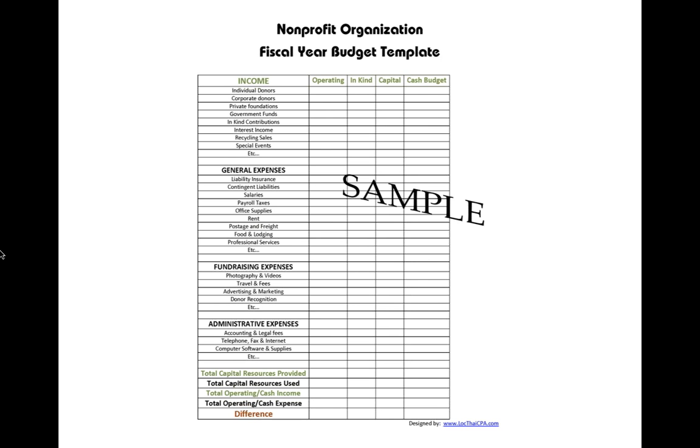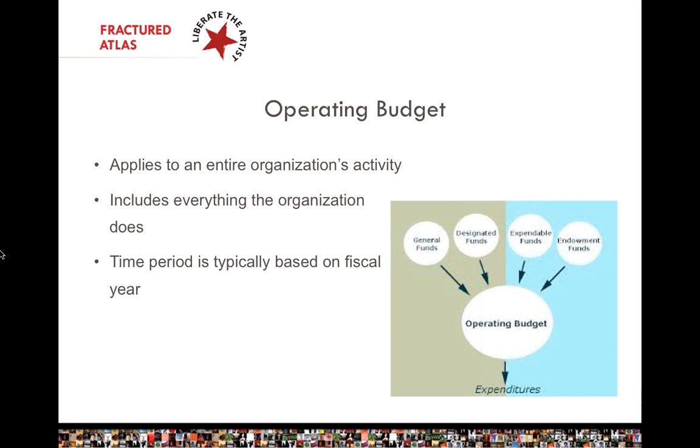I often see projects submit a budget that they're trying to get reviewed before they submit it to a funder, and they send it to us, and it's only a list of expenses. But you need to also include the income to show them where you plan on having the money come from. Typically, an operating budget or an organizational budget applies to your entire organization's activity. It includes everything that you guys do, and it's typically based on your fiscal year.